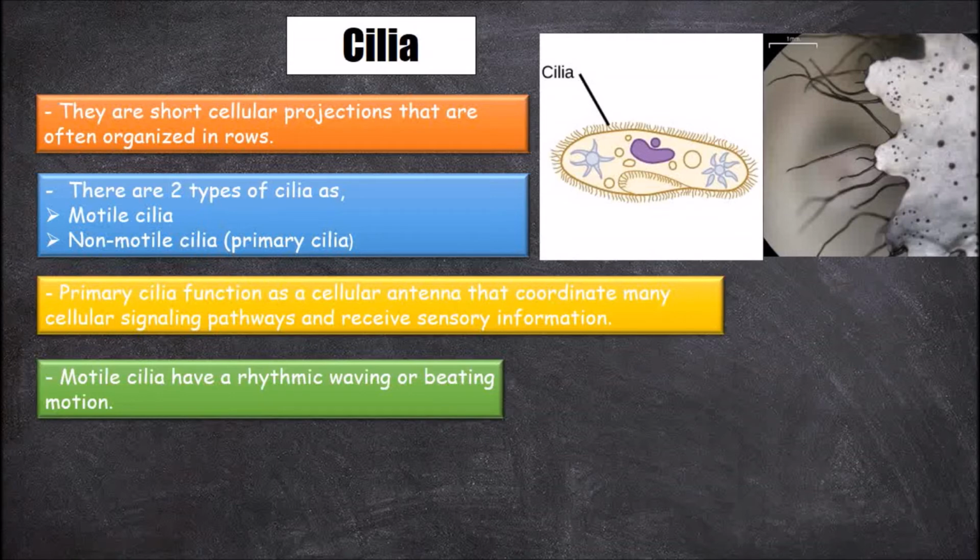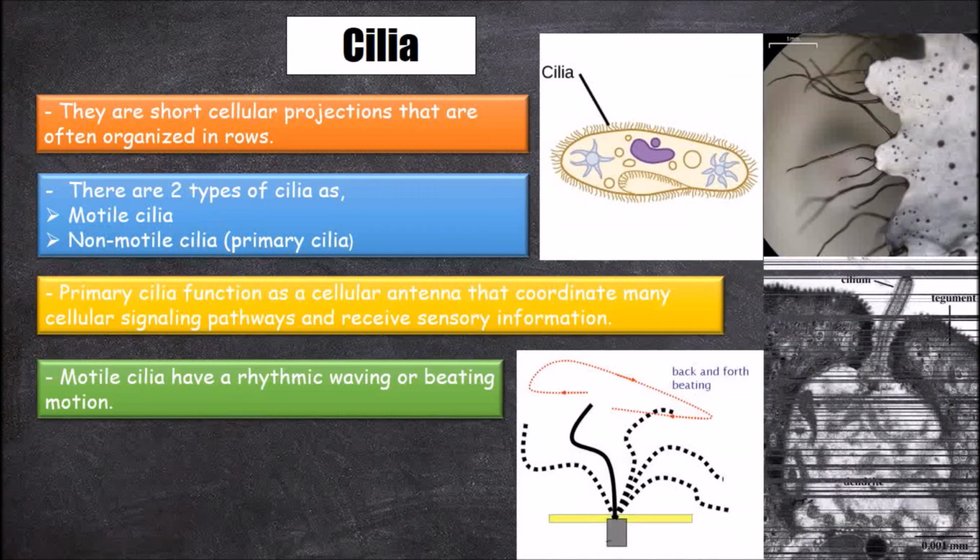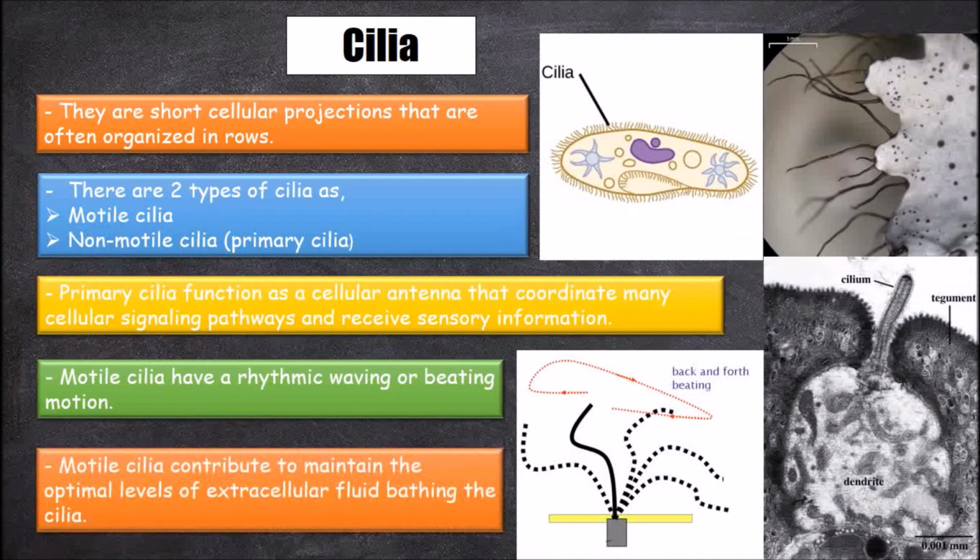Motile cilia can be found in large numbers on the surface of the cell. They have a rhythmic waving or beating motion. They contribute to maintaining the optimal levels of extracellular fluid bathing the cell.